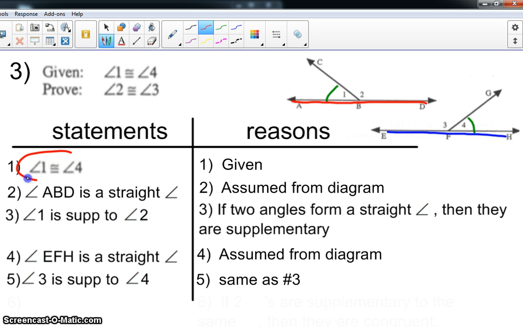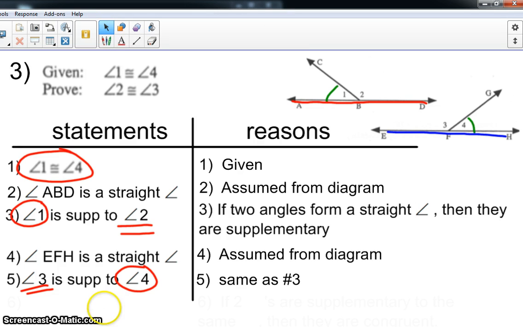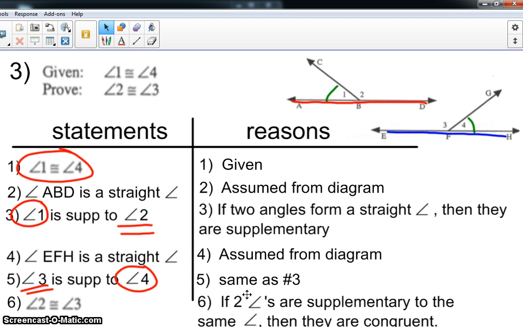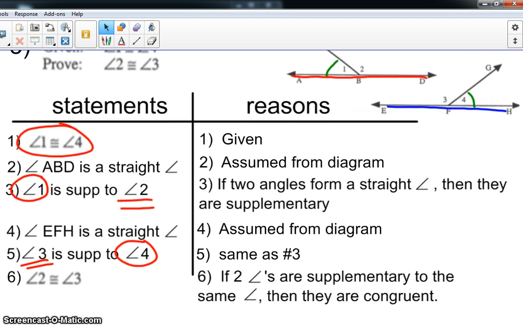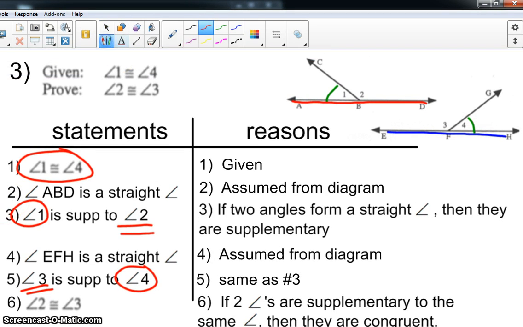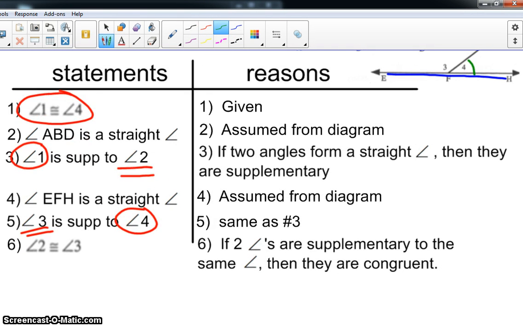Now we have angles 1 and 4 that we mentioned back at the given statement. And we also have angles 1 and 4 mentioned right here. So angle 2 and angle 3, which are angles that are supplementary to the congruent angles that were mentioned at the very beginning, we can say that those two angles are congruent, because if two angles are supplementary to congruent angles, then they are congruent.